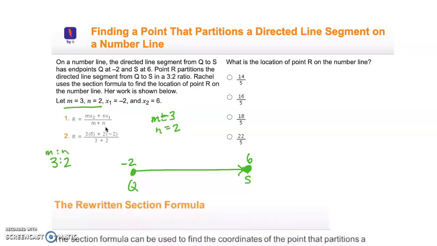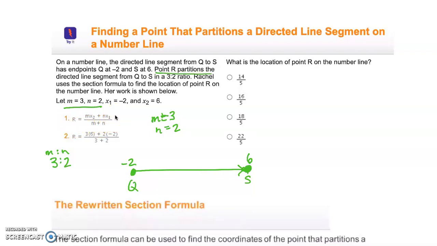M to n is when we're looking at a ratio. And then x1 is just our point, -2, and x2 is our second point, 6, because we only have one coordinate. We're going to do this in the coordinate plane as well, but we're just doing it on a number line first. So here's the formula to find out r, the way point r is going to partition it.